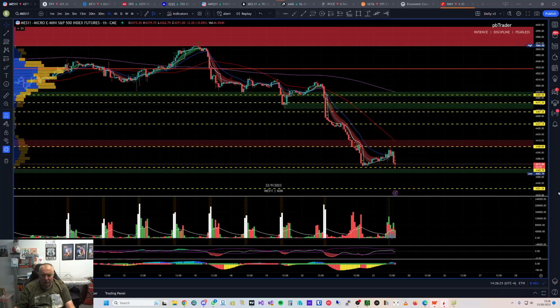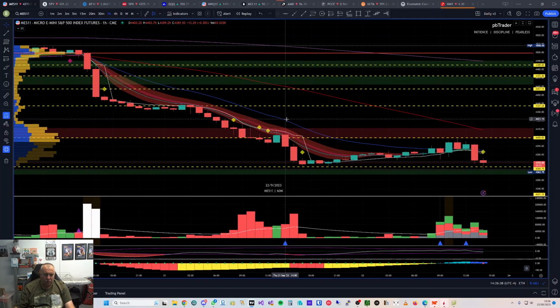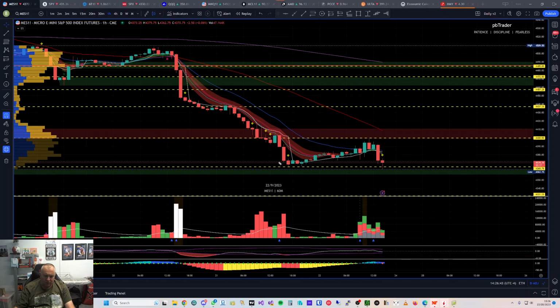There's no real new levels, and I had a slight long bias today because we saw this double, let me zoom in. As you can see, yesterday we sold off, and I had a slight long bias only because in the post-market last night and the pre-market today we had this double bottom, and we're putting in a higher high, higher low, higher high, higher low. And then obviously today we're still putting in another higher high.